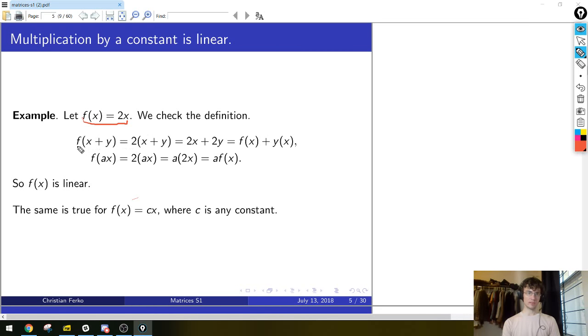The first is that if you apply f to the sum x plus y, that should be the same as f of x. Oh, that's a typo. Plus, let me just scribble over that. That should be f of x plus f of y. Sorry. So let's think about the left side.